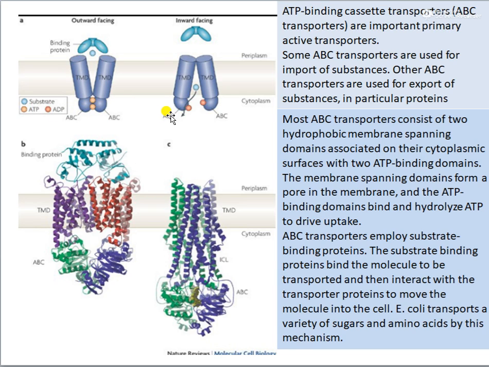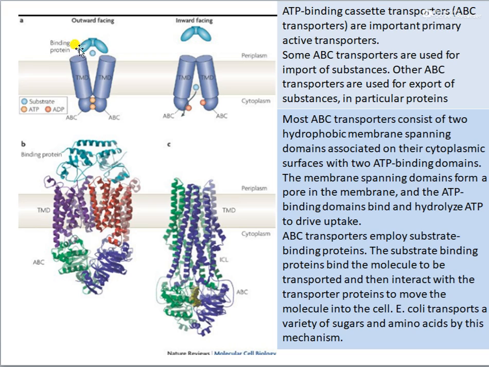So when these two domains interact with the ATP molecules, and when they hydrolyze it, some particles will be brought inside into the cytoplasm. So the membrane spanning domains form a pore in the membrane. So you can see they are forming a pore here, and the ATP binding domains will bind and hydrolyze ATP to drive the uptake. And you can see the ABC transporter employs substrate binding proteins.